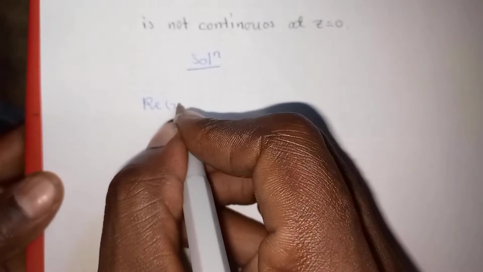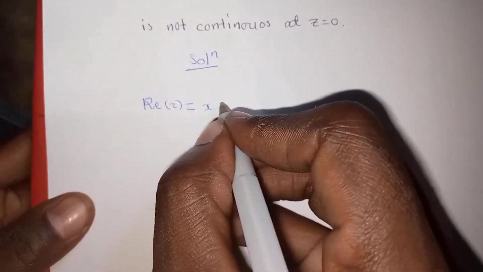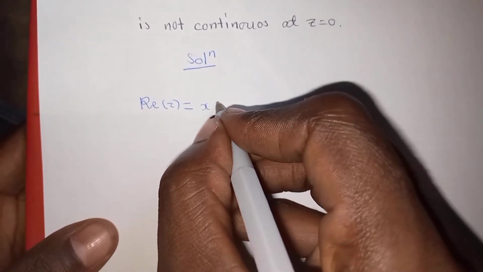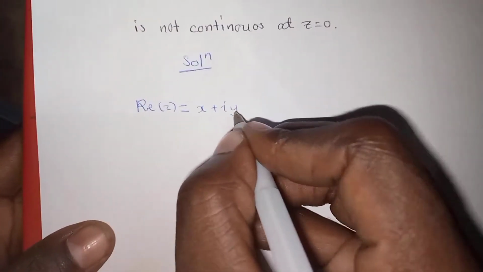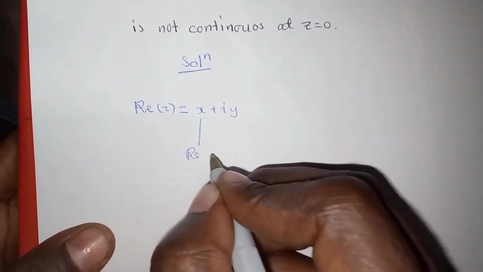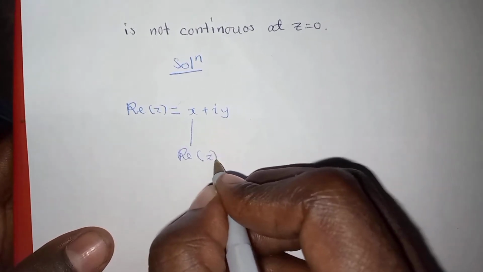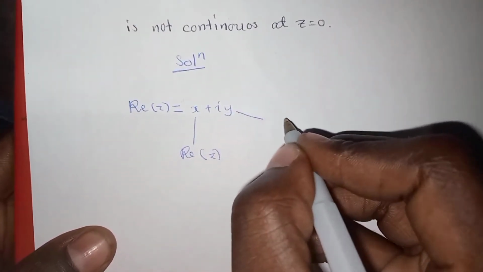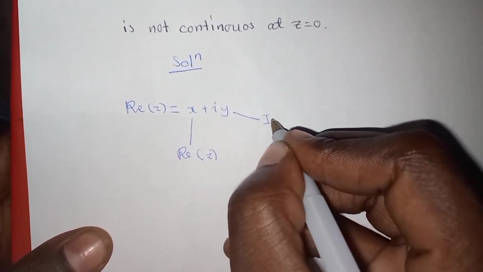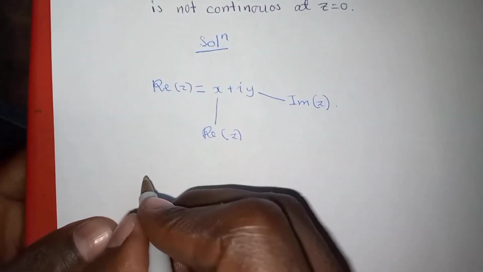the Re(z), that is the real part of z. If you know z is given as x plus iy, where x is the real part, so we write x as the real part of z, or Re(z). And then the other part is the imaginary part, which is Im(z). So what we have here is the real part of z.